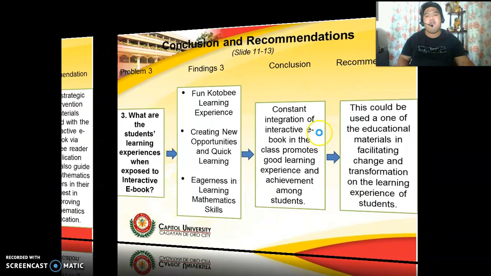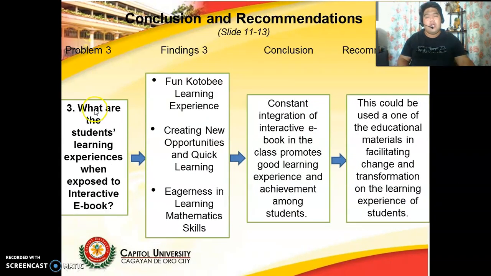And lastly, for problem 3, what are the students' learning experiences when exposed to the interactive ebook? Now, for the findings, as I have mentioned: number 1, fun Co2B learning experience; number 2, creating new opportunities and quick learning; and number 3, eagerness in learning mathematics skills.